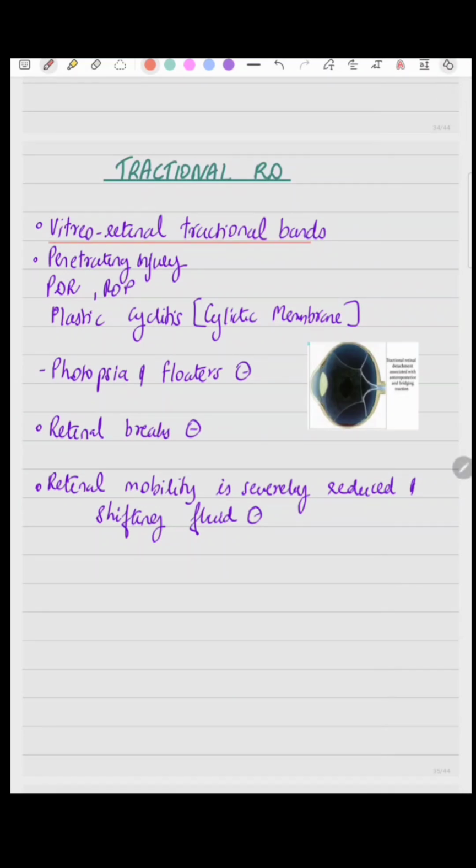It can be following penetrating injuries, proliferative diabetic retinopathy, retinopathy of prematurity, plastic cyclitis, that is cyclitic membrane, sickle cell retinopathy, Eales disease, incontinentia pigmenti, or toxocariasis.